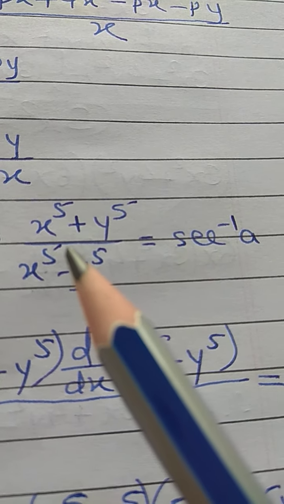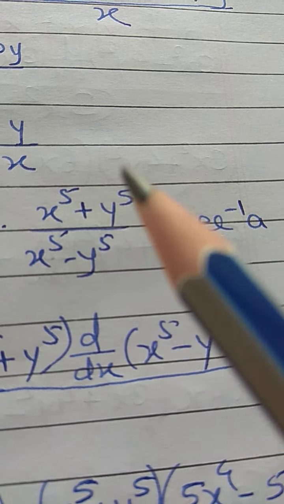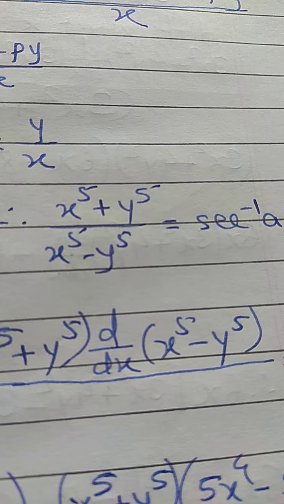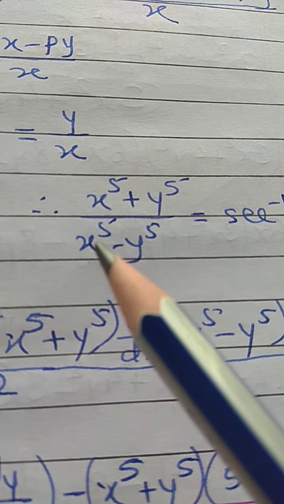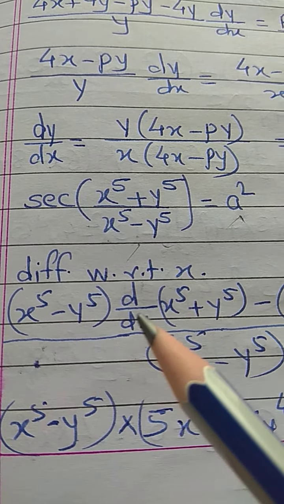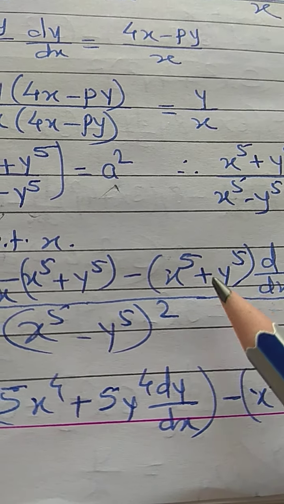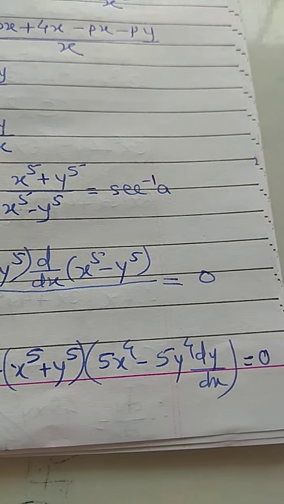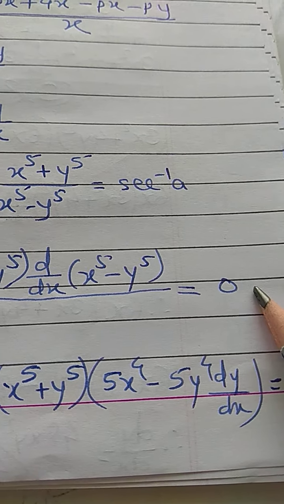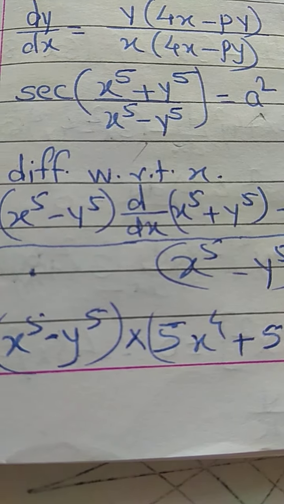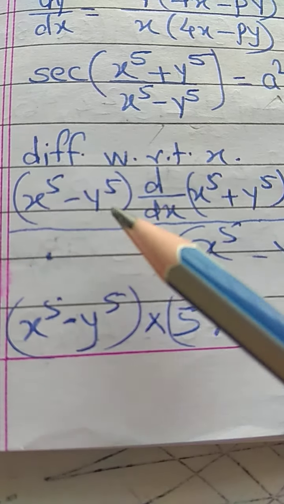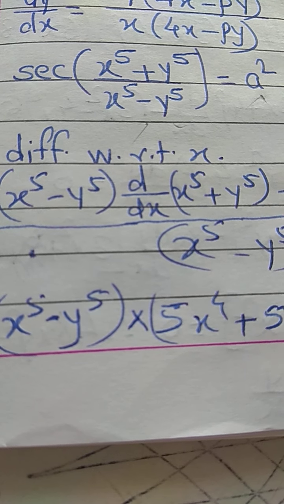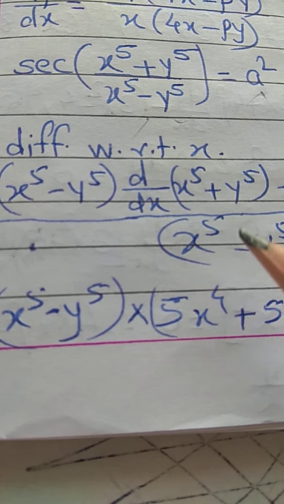Now we can differentiate easily: denominator derivative of the numerator minus numerator derivative of the denominator upon denominator square. See here, x raised to 5 minus y raised to 5, that is the denominator, into derivative of the numerator minus numerator as it is derivative of the denominator upon denominator square. That is equal to derivative of this constant is 0. Now x raised to 5 minus y raised to 5 as it is, derivative of x raised to 5 is 5x raised to 4, derivative of y raised to 5 is 5y raised to 4.